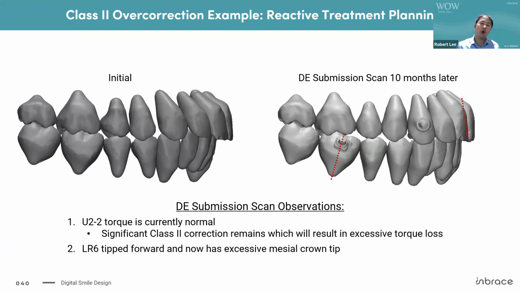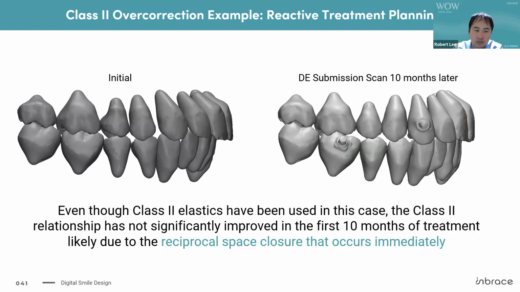However, you are going to need to run some more class 2 correction. You can still see the canines are fairly class 2. So, you are expecting to have more torque loss. So some torque overcorrection, I think, would have been beneficial based on how the patient came back. As well as the lower right 6, you can see how much it tipped forward compared to the initial. So that's why that definitely could have benefited from some distal crown tip.